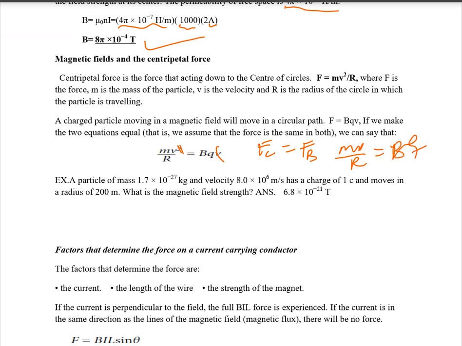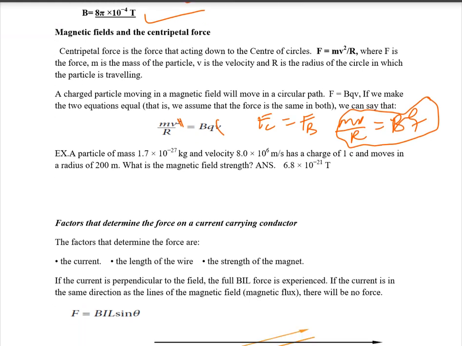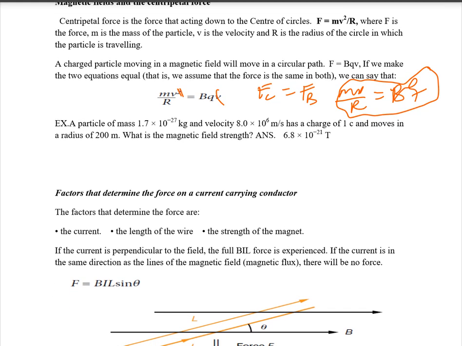Here we have 5 variables. By rearranging, you can get 5 different equations. Therefore, by using this, you can determine the value which you are asked. For example, here we have a mass, a velocity, and a charge. This one is mass, and this one is velocity, this one is charge q, and it moves in a radius of this much, and you are asked to determine what? B. B is how much?